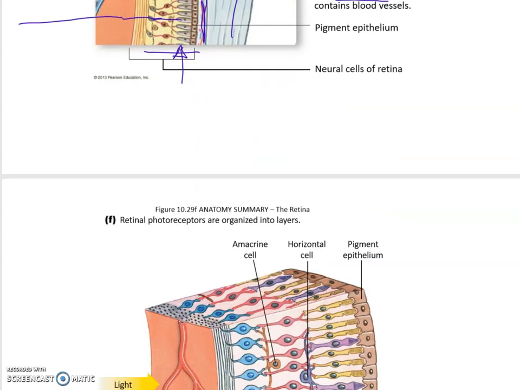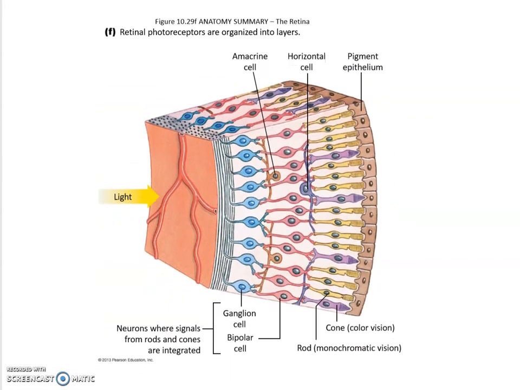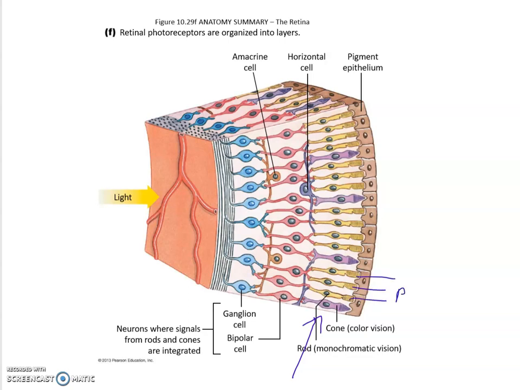So let's take a closer view here. It's much better right here. These are your actual receptors. For color vision, you have the cones, these are in purple, and for black and white vision, you have the rods, these are in yellow right here. These are all rods. All of them will synapse one way or the other to a bipolar cell, and then synapse to a ganglion cell.